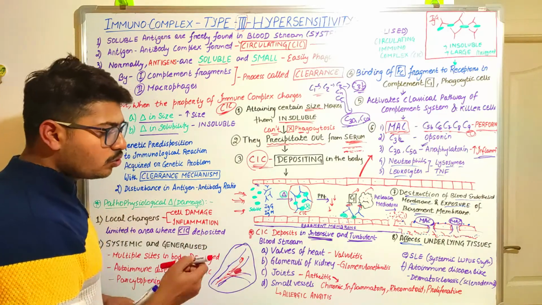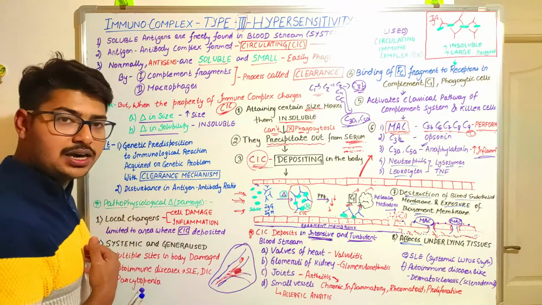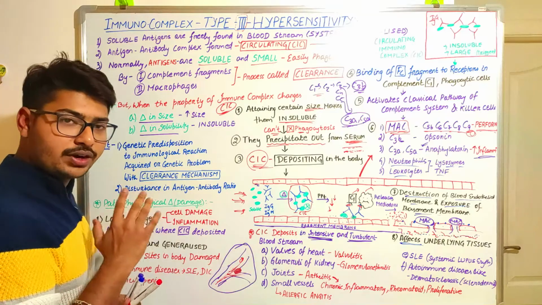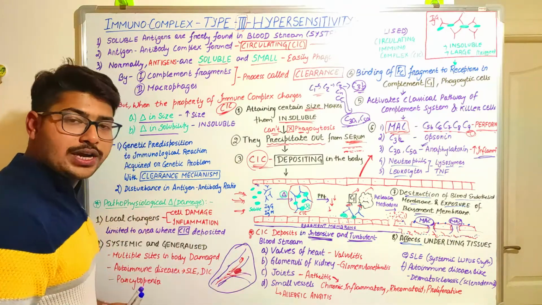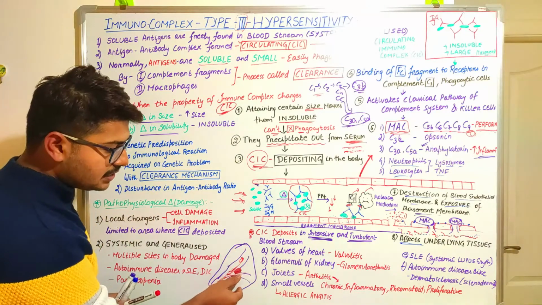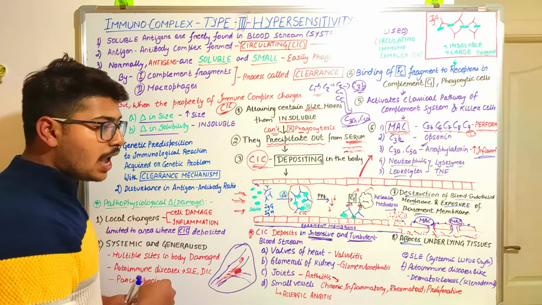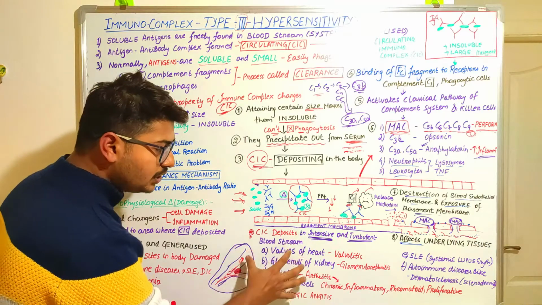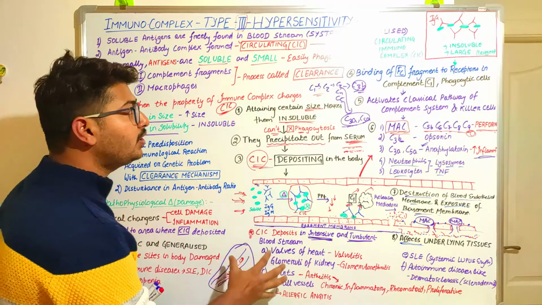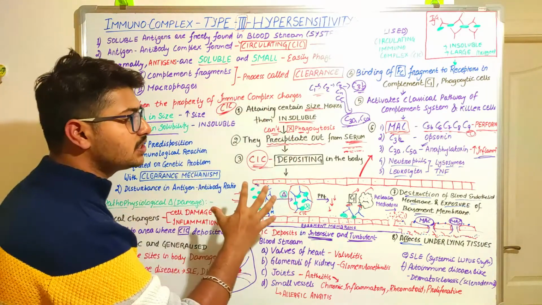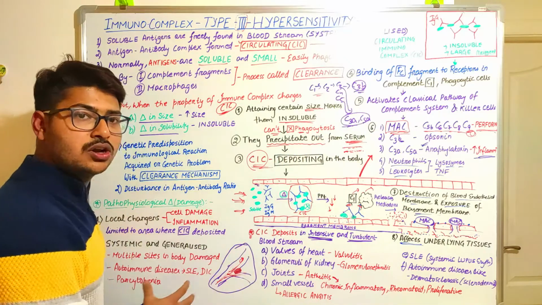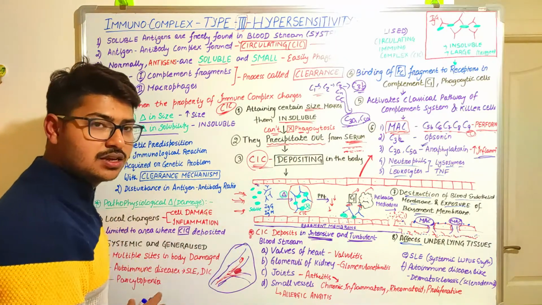This CIC mostly deposits in the valves of the heart, in the glomerulus of the kidney, in our joints, and in the small vessels branching from the main arteries, forming the arterioles. Due to these depositions, we are going to see these kinds of changes, this destruction or damage of the cells.